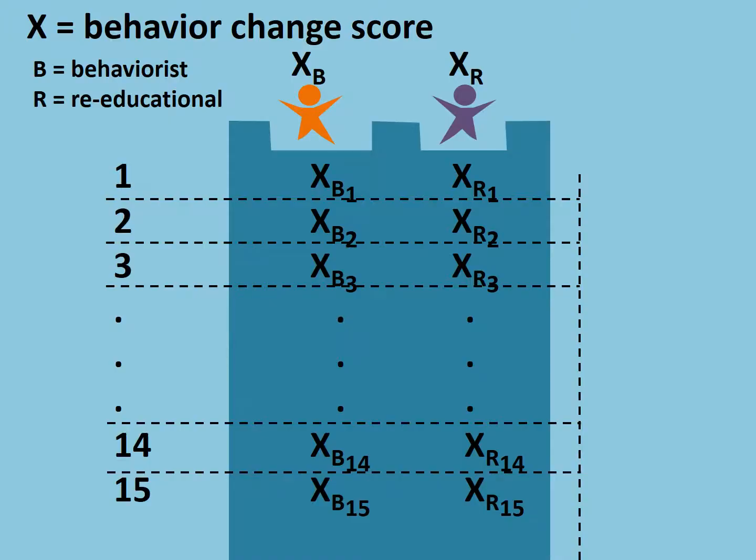In collecting the data for this matched pairs design, an index or score has been computed for each child in a sample of 15 pairs. This index measures the behavior change score X during the child's period of residence in the home. Thus, the study data consists of a collection of 15 pairs of behavior change scores on 30 different children, where one child in each pair has received the behaviorist treatment while the other child in the same pair has received the re-educational treatment. As shown here, we have used different subscripts to distinguish the X scores for a given child within a given pair. For example, X sub B1 denotes the X score for the child in the first pair that came from a behaviorist home, whereas X sub R1 denotes the X score for the other child in the first pair from a re-educational home.